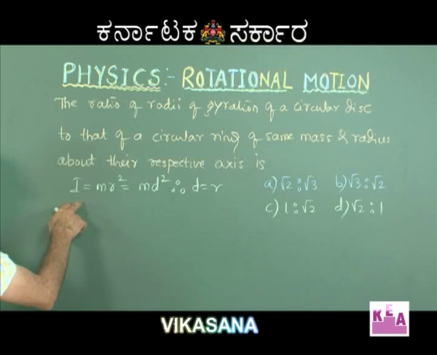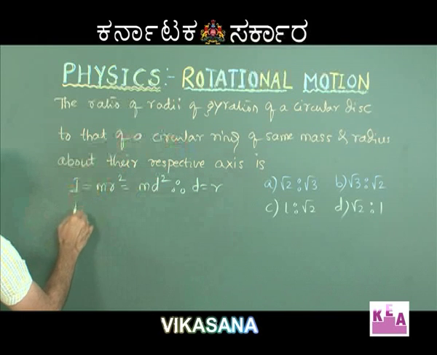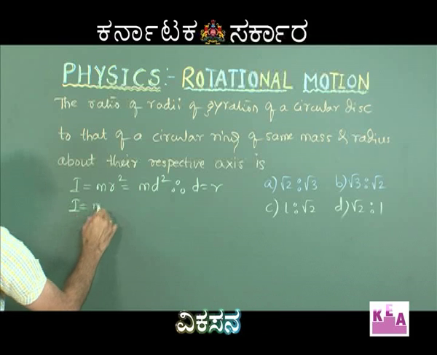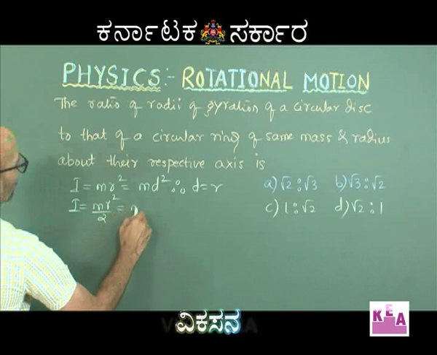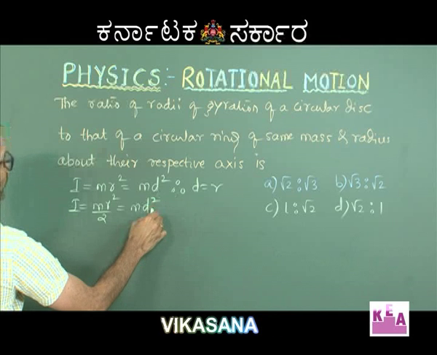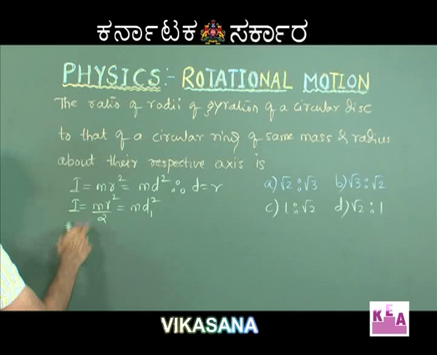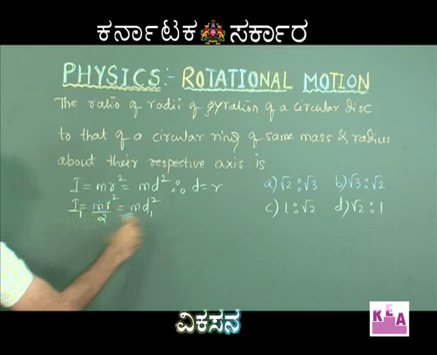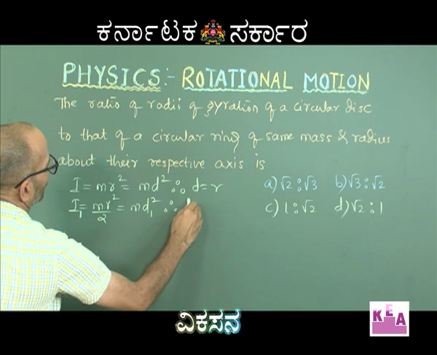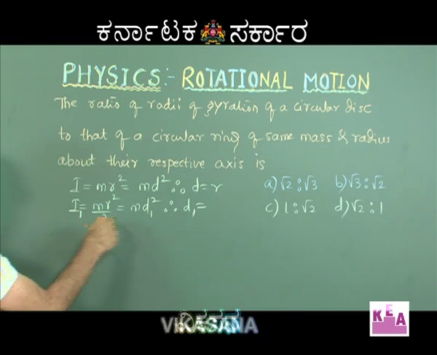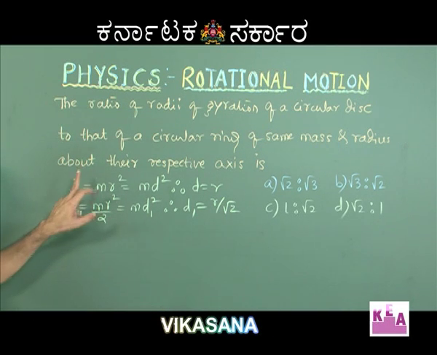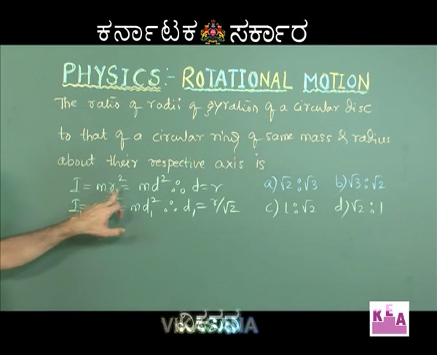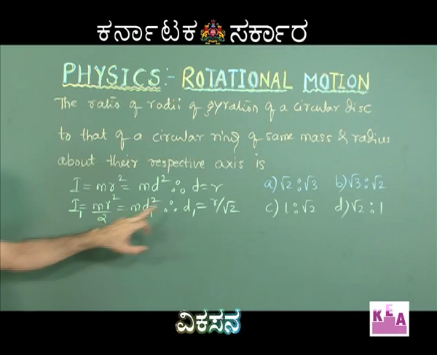Now, I will write the radius of gyration of the circular disc. What is the moment of inertia of the circular disc? It is m r square divided by 2, and that is equal to m d square again. Let me call this d as d1 now. Mass and radius are the same, moment of inertia is going to be different. So, m gets cancelled and you get d1 equal to r by root 2. So, I have written the radius of gyration of the ring and the radius of gyration of the disc.